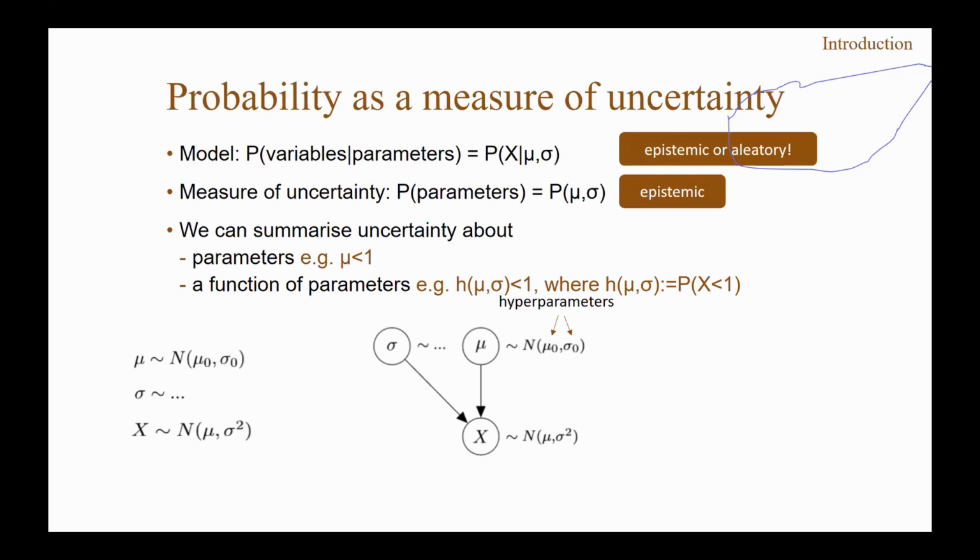And when we do the assessment, we may have the aim to summarize our uncertainty about a specific parameter, for example, whether the mean is lower than one. We could also be interested, and that is, I think, quite common in risk assessment applications, in a function of the parameters. For example, h is a function of mu and sigma, and we want to know whether this value of this function is less than one. And here I define my function as the situation where the variable x is lower than one. So if you compare, in the first case, we want to know whether the expected value of x is less than one. And in the second case, we want to know whether the variable itself takes a value less than one.